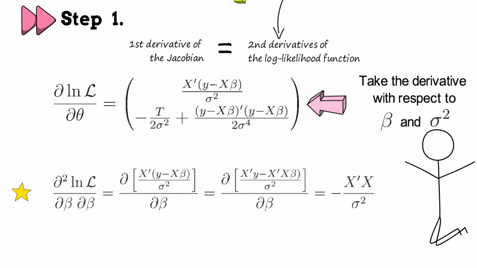So we want to determine the second derivative of the log likelihood function with regard to beta square. Therefore, we have to get the partial derivative of the first element of the Jacobian with regard to beta. And that means we need to find the partial derivative of (x prime y minus x prime x beta) over sigma square with regard to beta. The first term doesn't depend on beta, so what we end up with is minus x prime x divided by sigma square. So that's the first out of 4 elements.